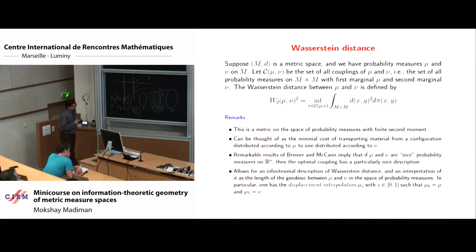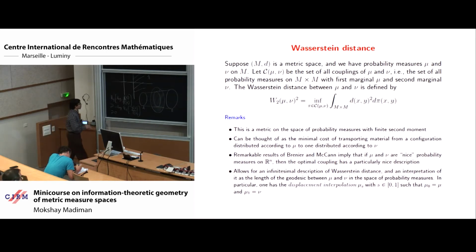Okay, so here's another distance on the space of probability measures. It's called the Wasserstein distance. So suppose M is a metric space with a metric D, and we have probability measures mu and nu on M. Let C of mu nu be the set of all couplings of mu and nu. What do I mean by couplings? This is the set of all probability measures on M cross M with first marginal mu and second marginal nu.